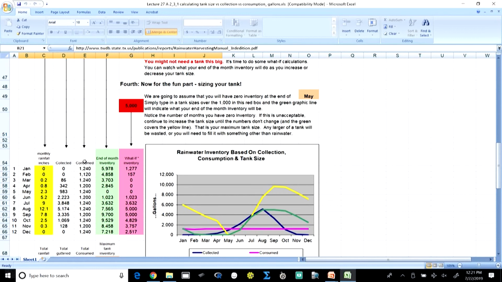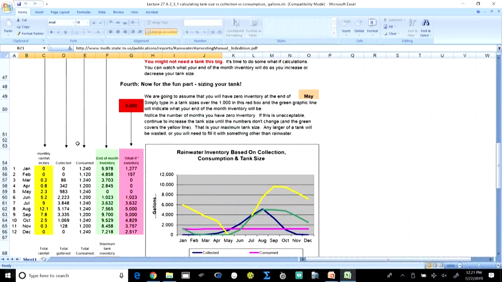Next, we have how much of it will be consumed. So, what is the consumption per capita per day after the reduced flows and fixtures that have been used. We will calculate the total amount which will be consumed per month. Once we know that, it will automatically give us the end of month inventory. Now, here in May we see it as 0.